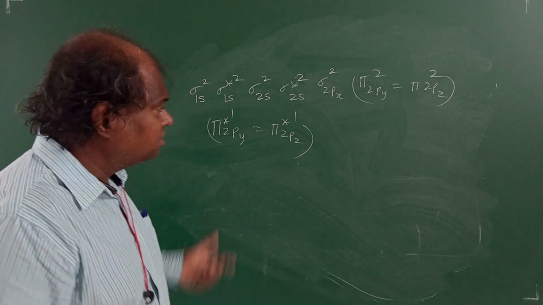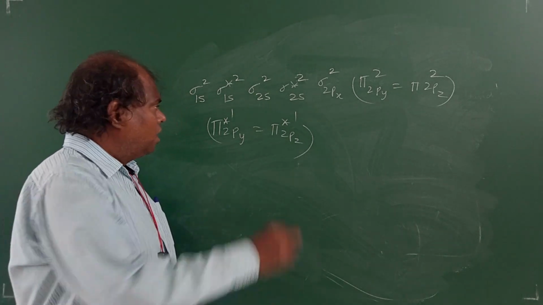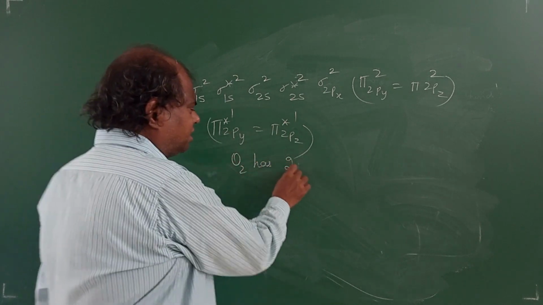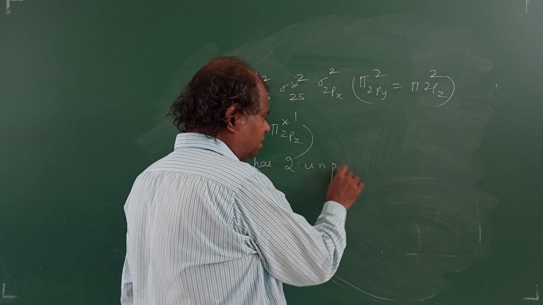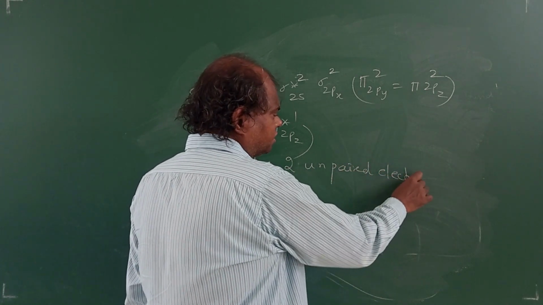Now see the fun. Now see the very important things. It's very interesting, funny, right? Oxygen has got 2 unpaired electrons. Now this is something, the greatest success of molecular orbital theory. You see, it has got 2 unpaired electrons, so it is paramagnetic.